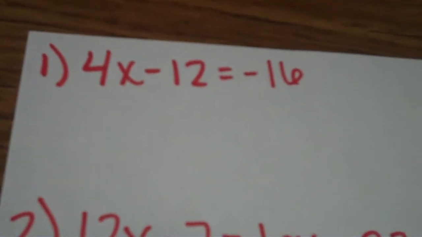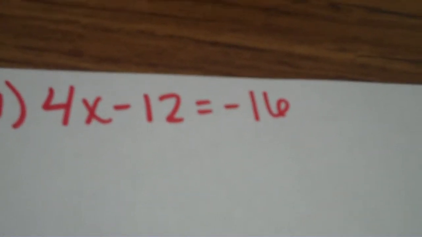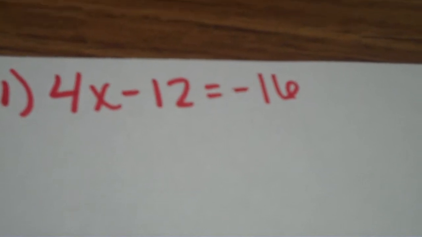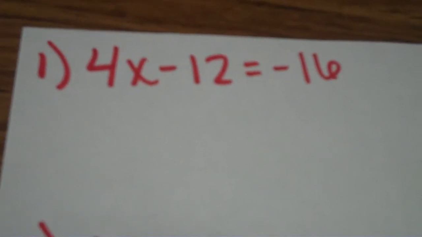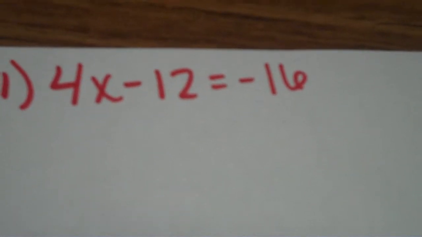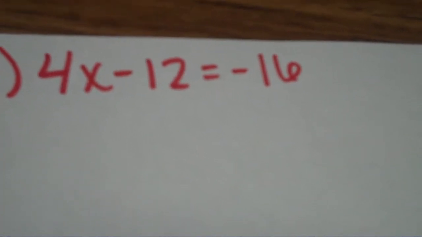Go to example 1. 4x minus 12 equals negative 16. Most of you could figure this out by hand, and you should. I mean, in math class and algebra, you should be doing this by hand. But I'm just going to show you how to do a simple one in the calculator. You have this on your paper, so we're going to go to your calculator.